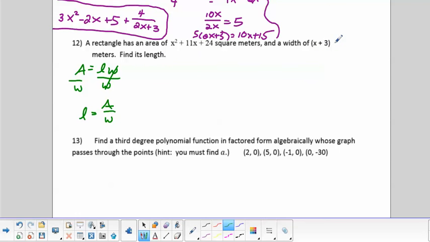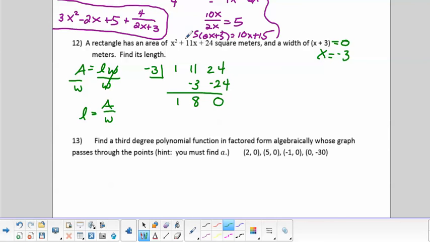So we're going to divide this area by the width. So we're going to do synthetic division, and I'm going to find the 0 of the divisor, so I get x equals negative 3. Put negative 3 in the box, and then we have 1, 11, 24. Bring down the first number, multiply, add. Negative 3 times 8 is negative 24, and add. We get a remainder of 0, and x squared divided by x to the 1 is going to become x to the 1. So this is 1x plus 8. So x plus 8 is our length, and our unit is meters. So x plus 8 meters.